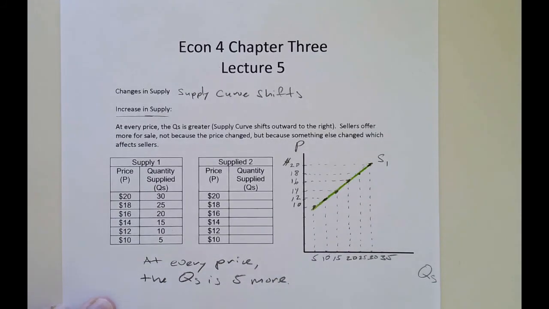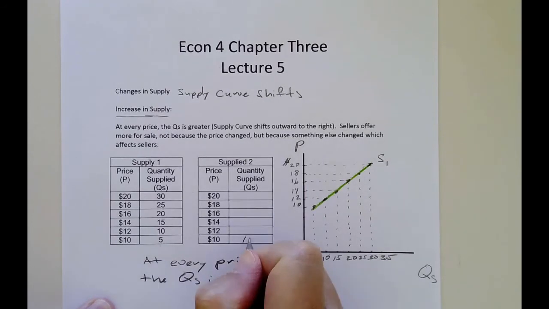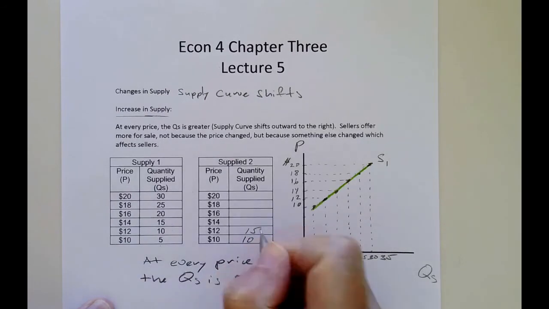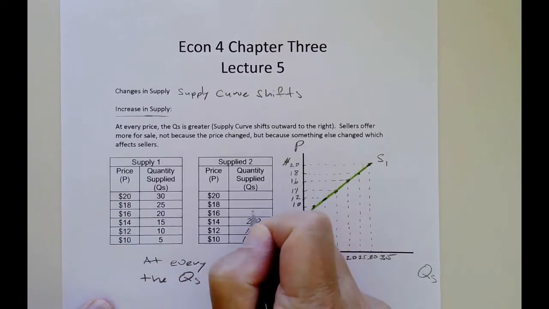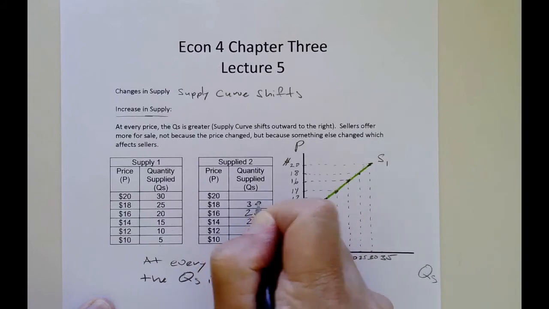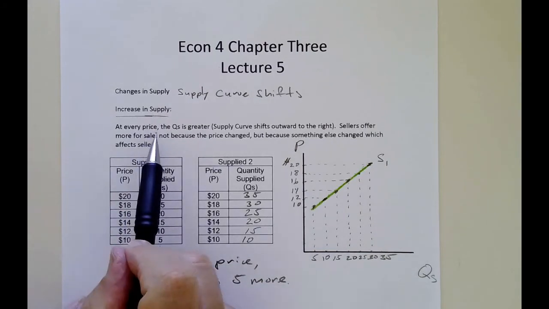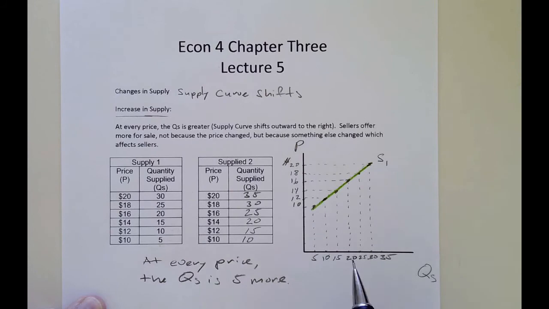So first, let's create the numbers in the supply 2 table. And so at $10, it used to be 5. Now it's going to be 5 more. That makes it 10. At $12, the quantity supplied was 10. Now it's going to be 15. And then so on. And so from supply S1 to S2, we show an increased supply because it meets the definition. At every price, the quantity supplied is greater. So something else has happened to cause the manufacturers or the sellers to offer more in the marketplace. And that'll be the topic of the next lecture, what we call the determinants of supply.